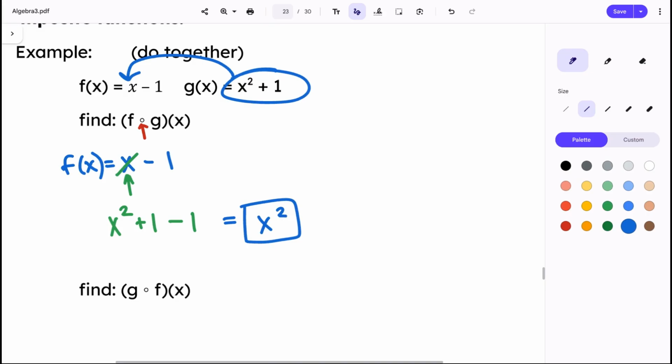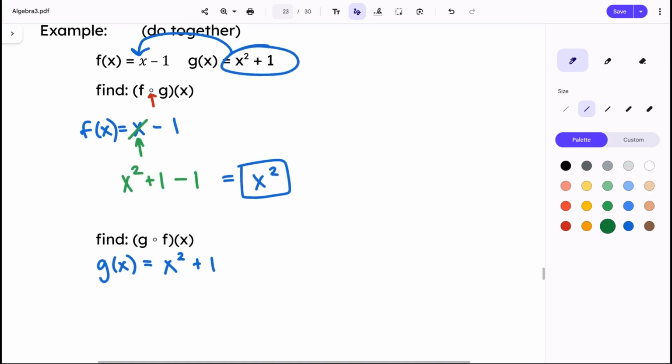Now, the second one is the same idea, but reverse. Do you see how now it says g of f? So we're going to do the opposite. We're going to start with g's function, which is x squared plus 1. And we're going to plug in what for the x?